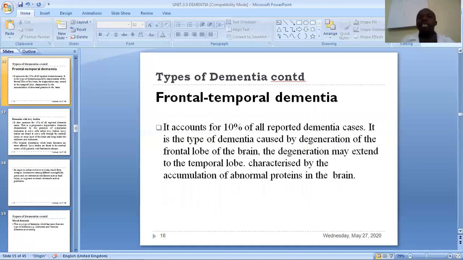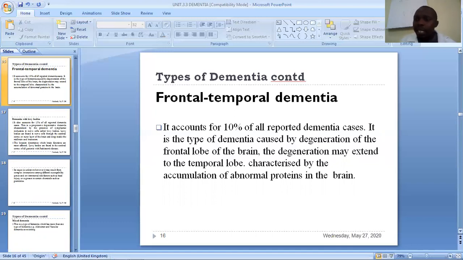Another type of dementia is frontal dementia. This one, like I have stated already, accounts for 10% of the reported dementia cases. It is the type of dementia caused by degeneration of the frontal lobe of the brain. The degeneration may extend to the temporal lobe, characterized by accumulation of abnormal proteins in the brain.